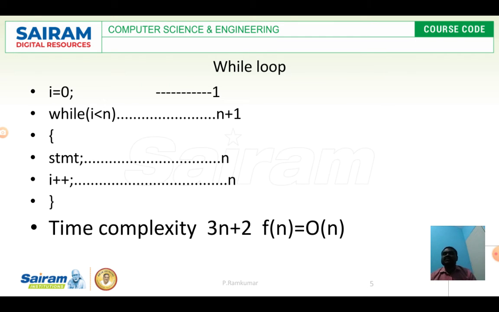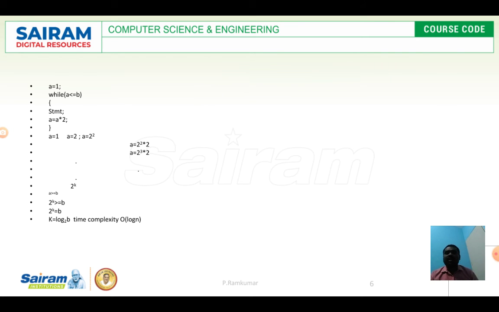Next I am going to consider the while loop. This while loop I can convert into a for loop, because all the statements are available here also: i equal to 0 is there, the i less than condition is there, and the i increment statement is also there. So I can consider this also a for loop, but the time complexity will be entirely different. So i equal to 0 requires 1 unit of time, while i less than n requires n plus 1 units of time. The statement will be executed n number of times, and i plus plus will be executed n number of times. When I add all those things, I get 3n plus 2. So f of n is equal to order of n.